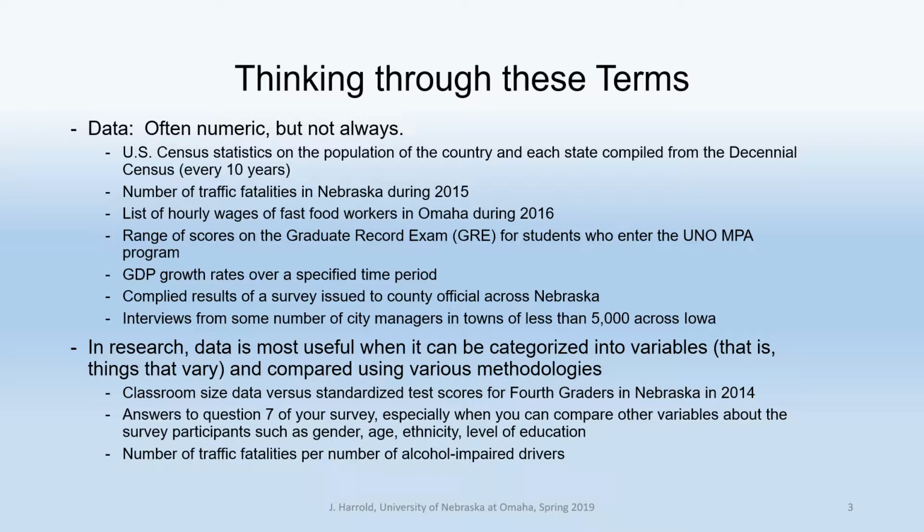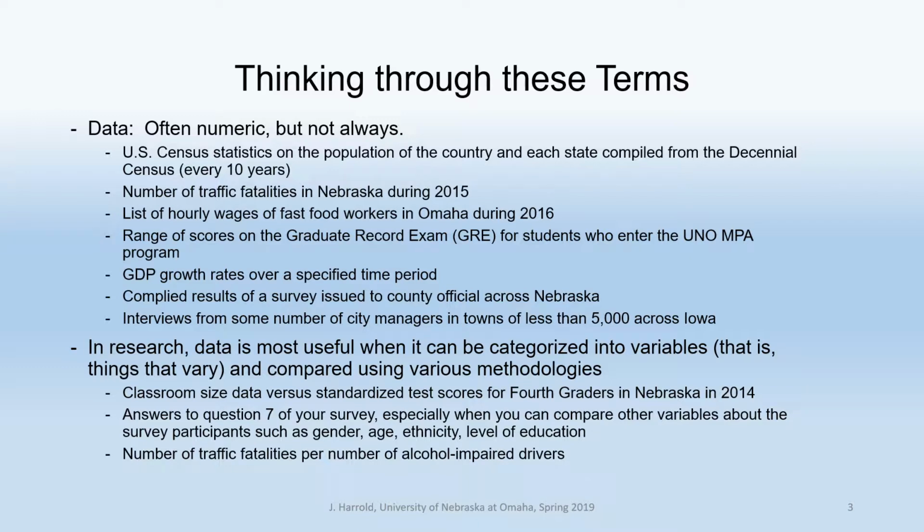But quoting the GDP growth rate for one quarter of one year is in fact data, but the question is, is it useful data? So if you really want to know how the economy is performing, you would probably want to look at a trend over a number of years, for example. Compiled results of a survey issued to county officials across Nebraska. That's data, right? As are interviews from some number of city managers in towns of less than 5,000 across Iowa.